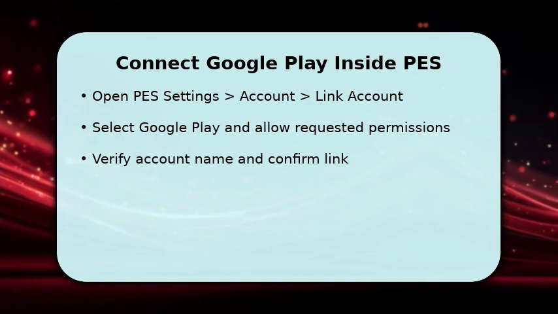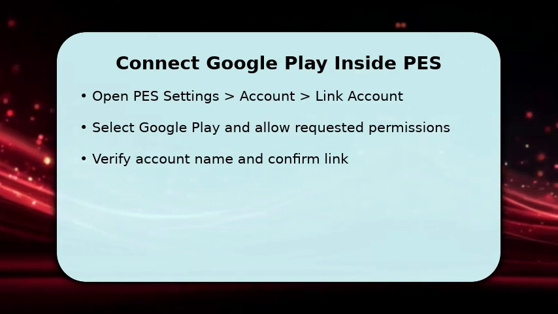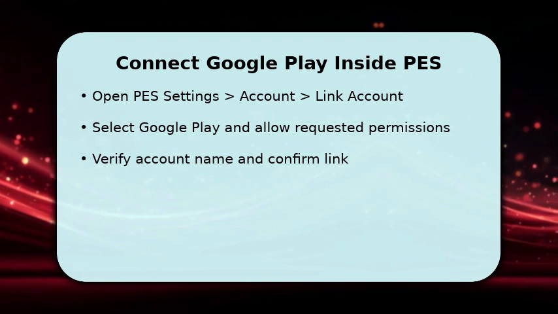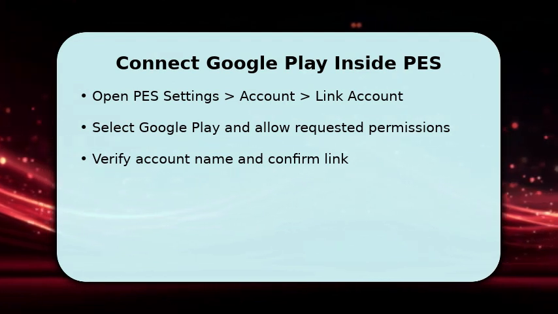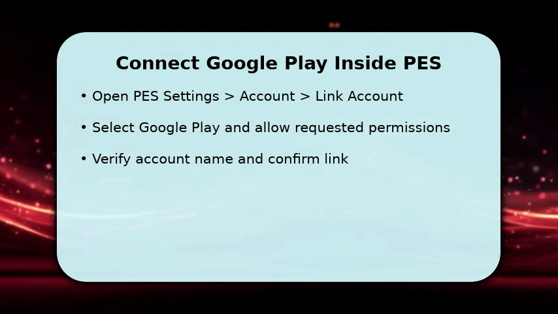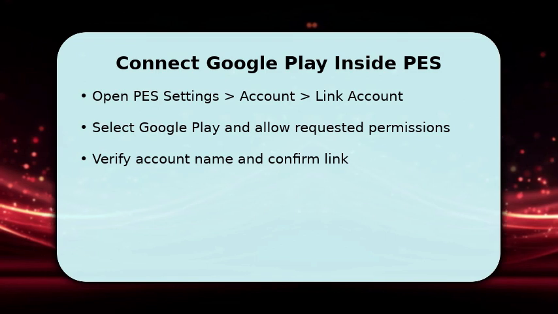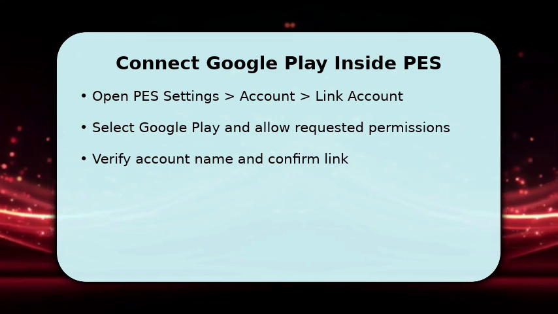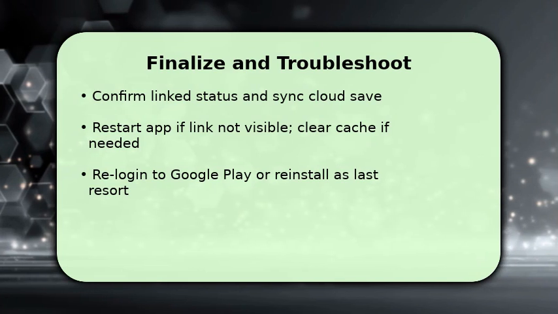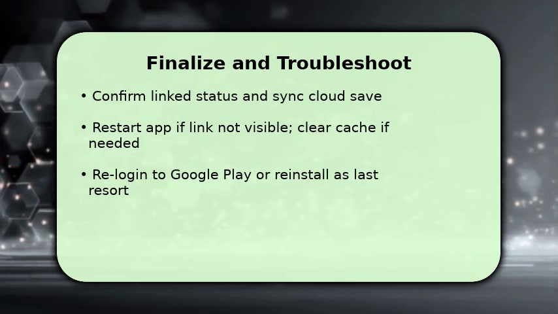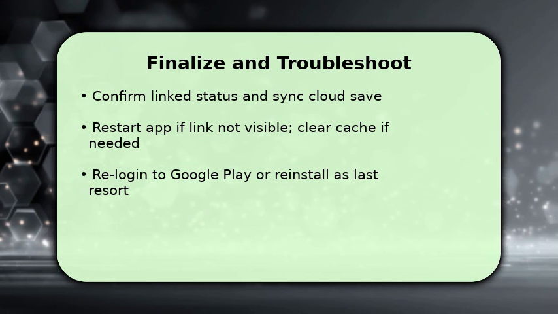After selection, the app exchanges tokens and displays a confirmation screen. If progress seems slow, wait a few seconds. These background token swaps can take time, but ensure secure linking for cloud saves and purchases. Finally, confirm the link status in account settings and trigger a manual cloud save to verify synchronization.